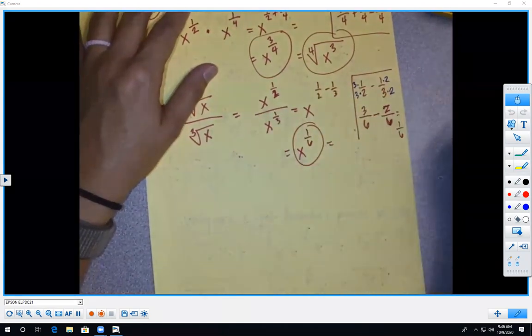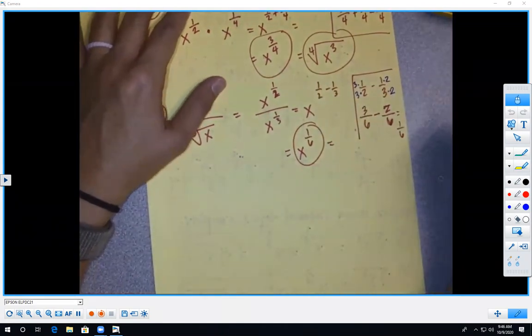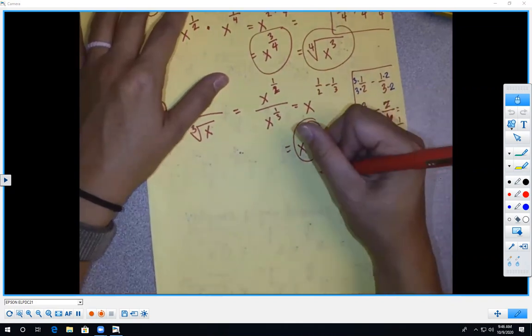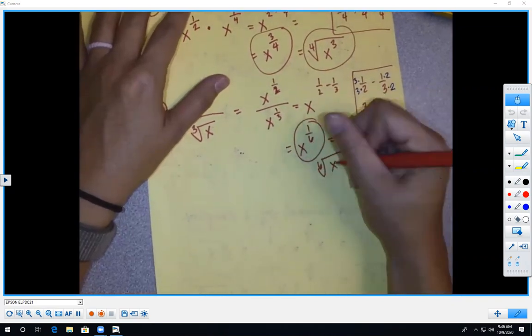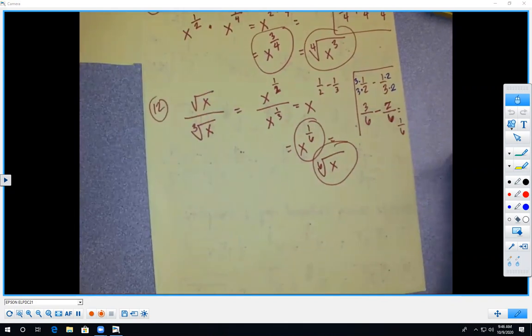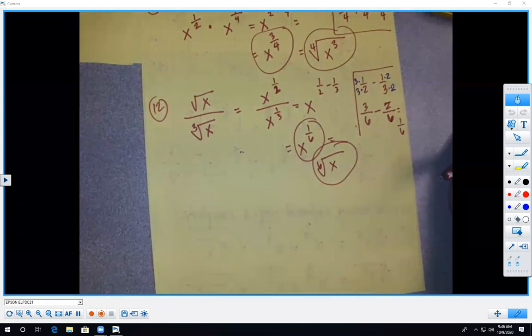Or how can you write that as a radical? The 6th root of x. Questions about that?